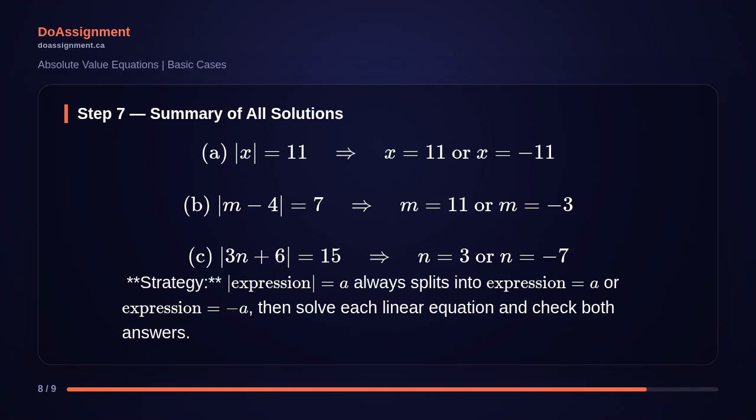To summarize, Part A gives x equals 11 or x equals negative 11. Part B gives m equals 11 or m equals negative 3. Part C gives n equals 3 or n equals negative 7. The universal strategy is to split the absolute value equation into two linear equations, solve each one, and verify both answers in the original equation.